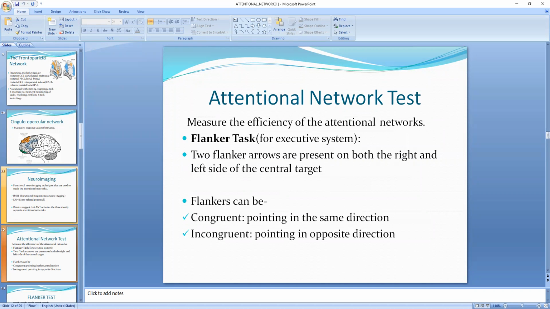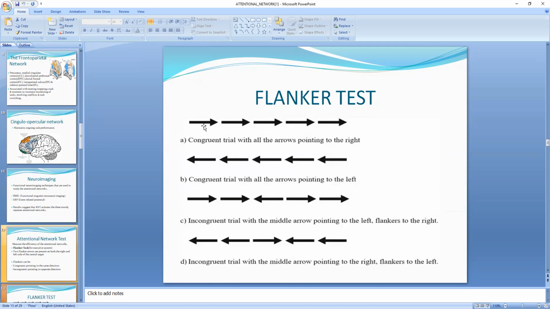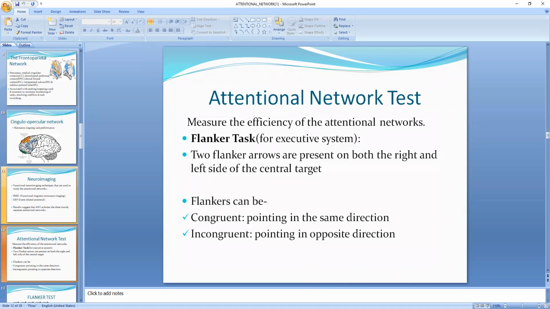Now we perform different types of tests to detect the efficiency of these attentional networks. First of all is the flanker task. This basically tests the executive system. In this test, two flanker arrows are presented on both right and left side of the central target, as shown in this diagram. These are flanker arrows. It is of two types: congruent, that is pointing in the same direction, and incongruent, pointing in opposite direction.